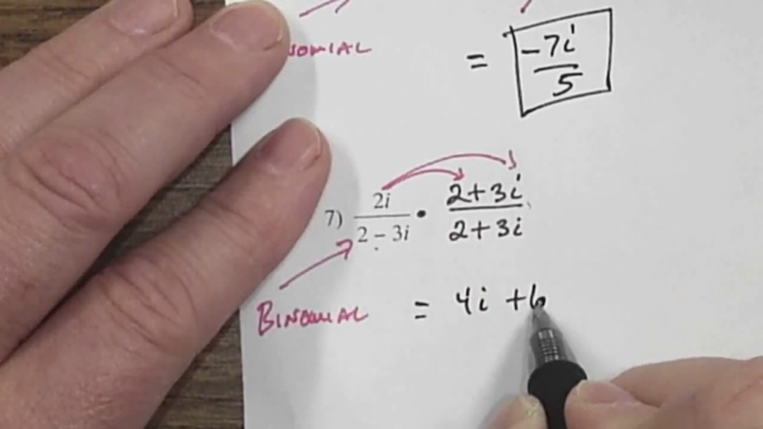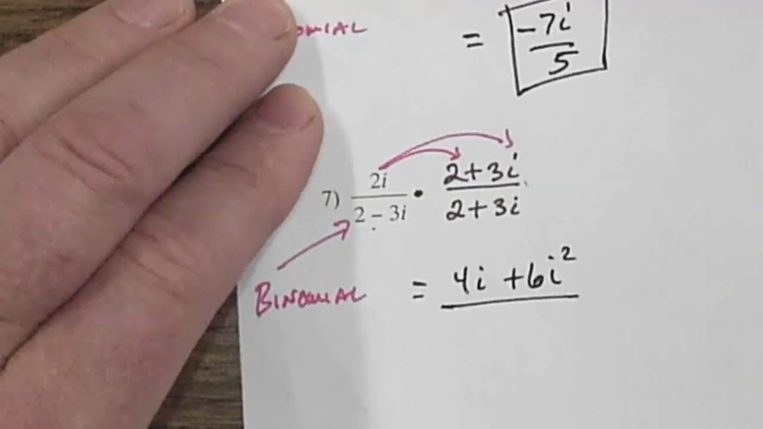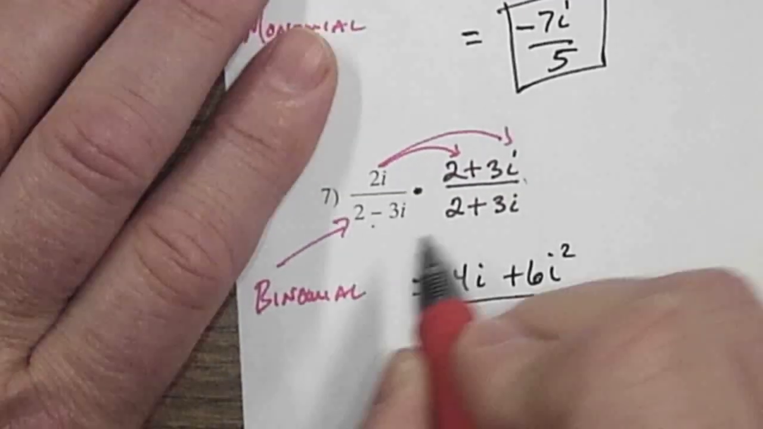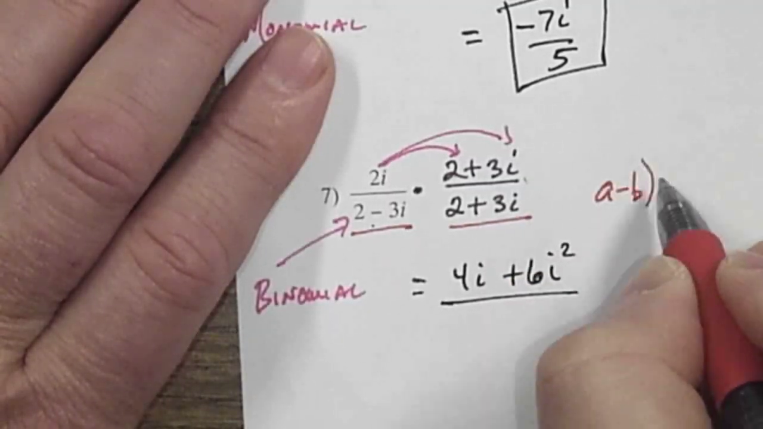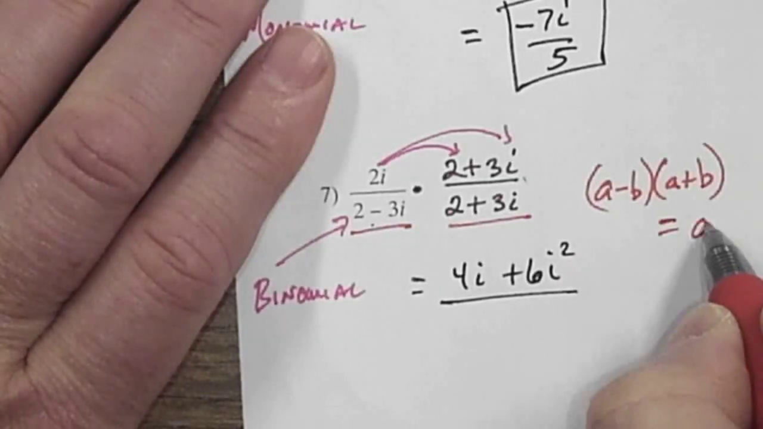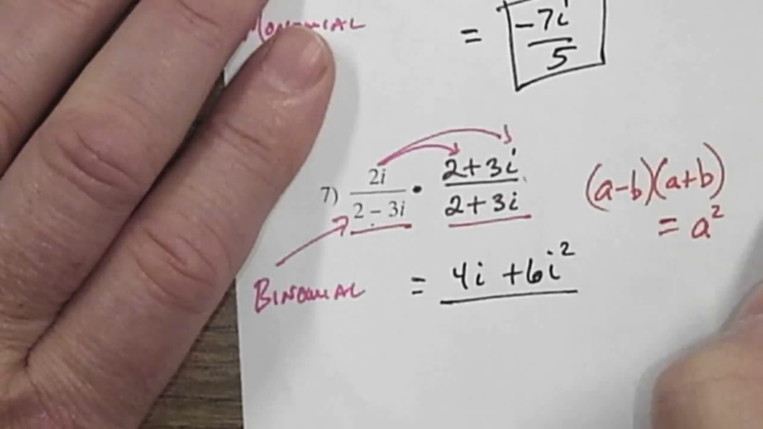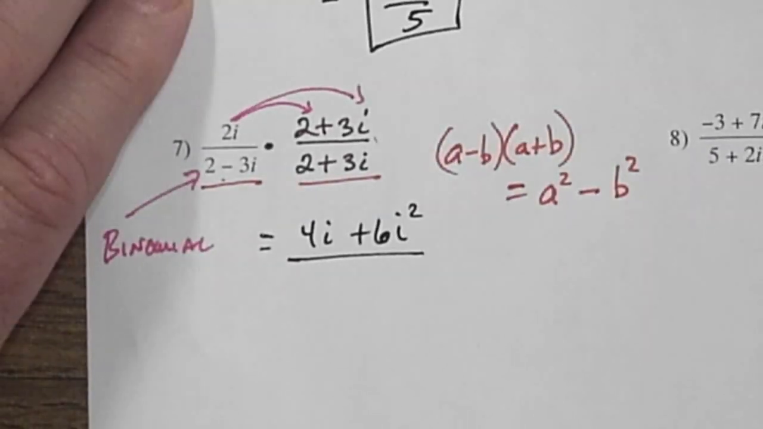2i times 3i is plus 6i squared. We're going to have to change that. But get this. Every time I have conjugates, 2 minus 3, 2 plus 3, a minus b times a plus b, it will always be the first one squared, the second one squared, and subtraction. There's no middle term. It's difference of squares. Conjugates are difference of squares.